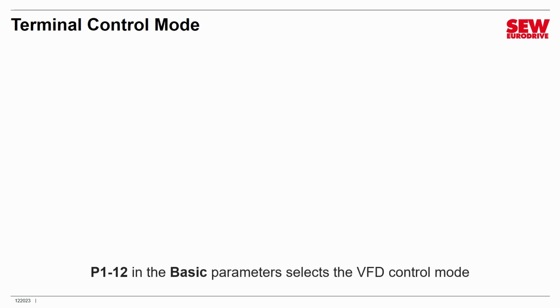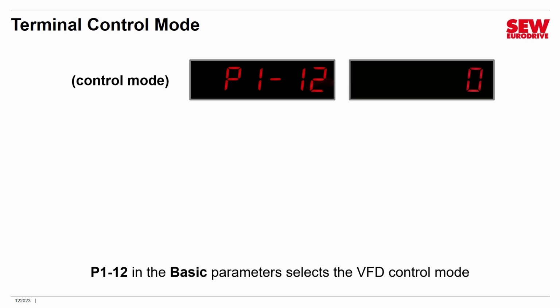Now, to switch your VFD to terminal control mode, you need to go to parameter 1-12 in the basic parameters. You've seen this parameter before. It selects the control mode that the VFD is in. We've been operating it in mode 2, which is keypad bipolar mode. To change it to terminal control mode, put a 0 in there, and that will select terminal control mode.